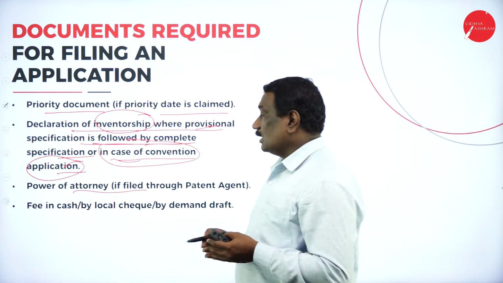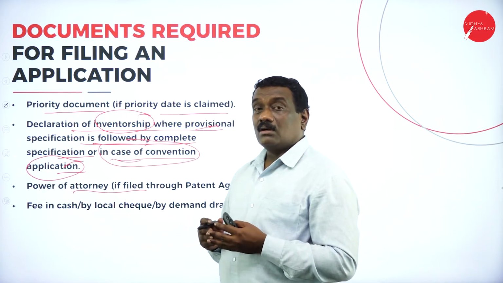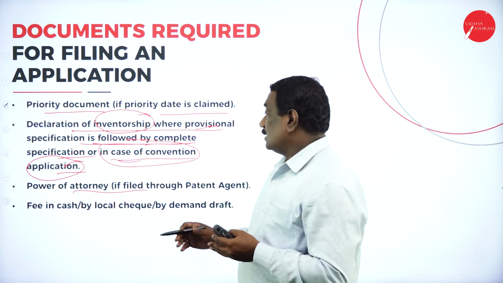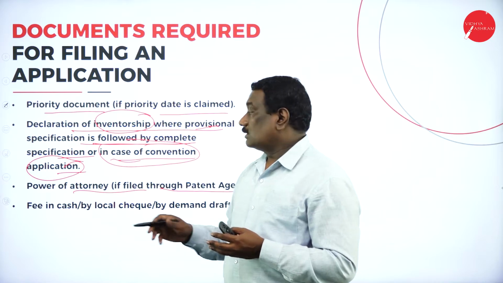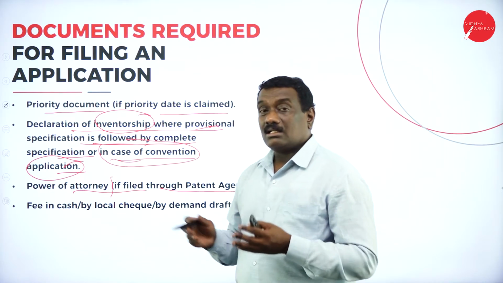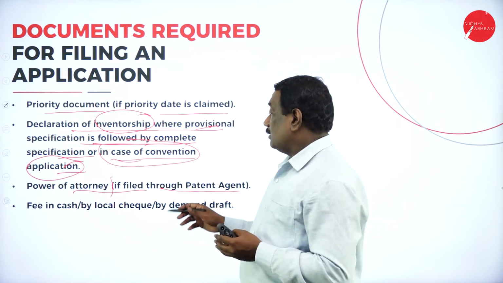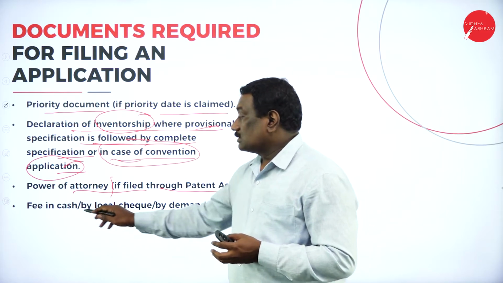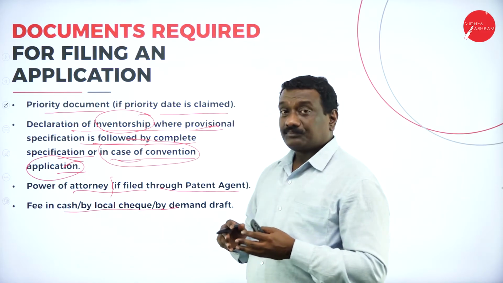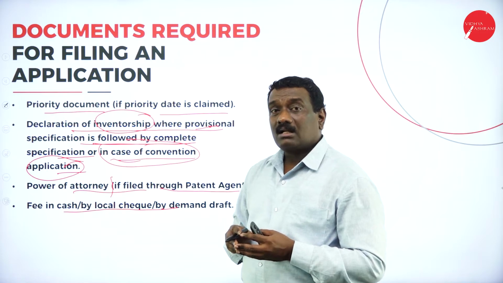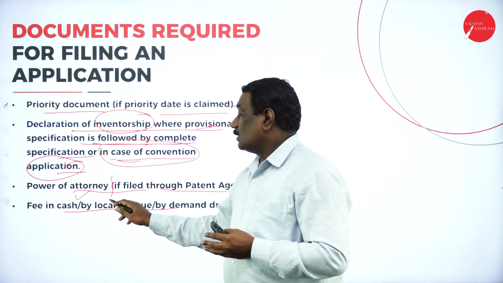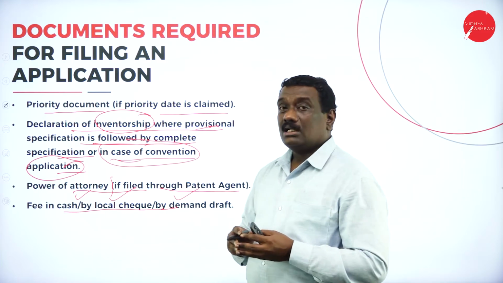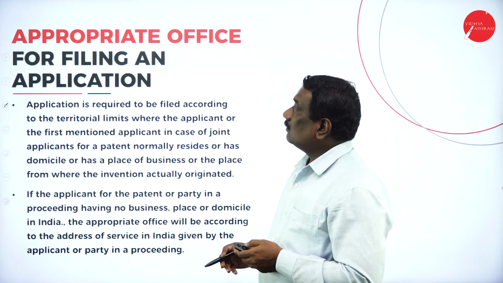Then power of attorney. Power of attorney means the authority through which you get the rights. So it should be filed through the patent agent. And also the fees: you need to pay the prescribed fees for granting that particular patent rights. So it should be in cash, or it can be in the local check, or through the demand draft.